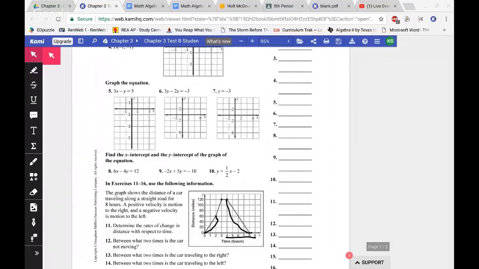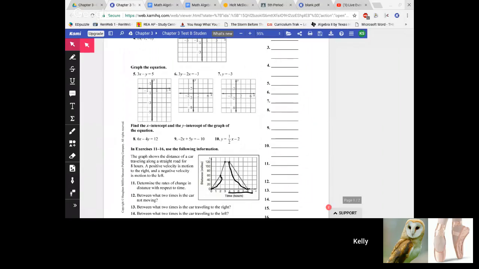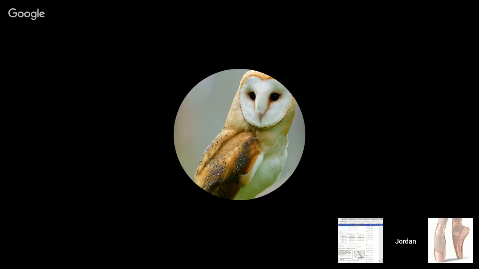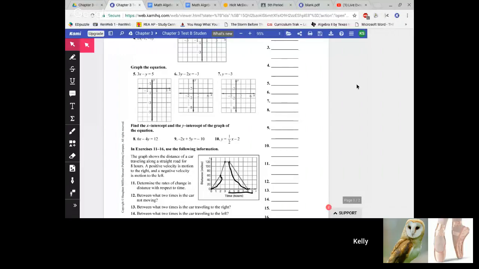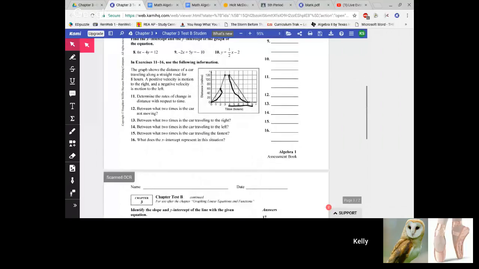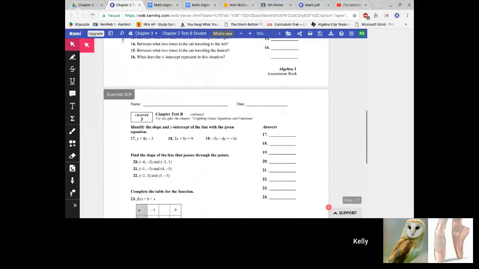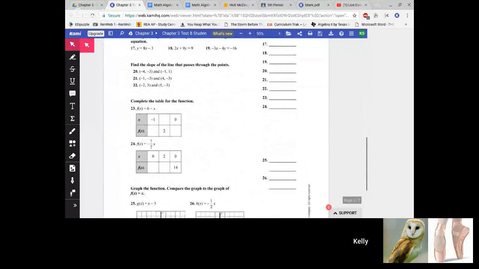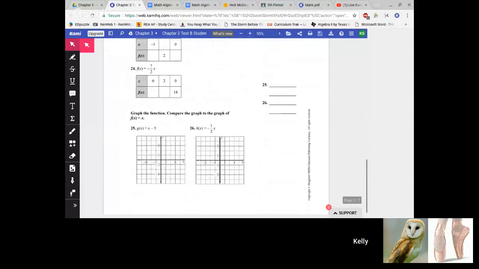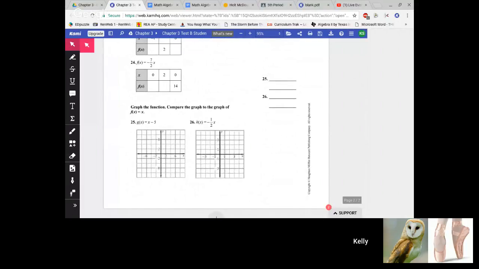Something I see on the test, which we had in homework questions, but I don't know if I had it on the review. Let me look through. Okay. Something that's on the test that wasn't on this, but we did have it in homework, was telling whether an ordered pair is a solution of the equation. Do you know how to do those?